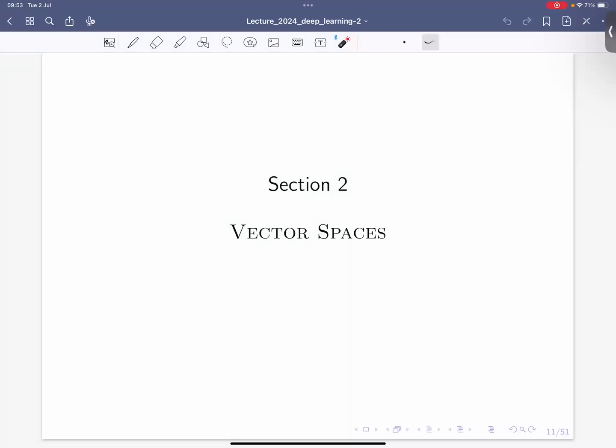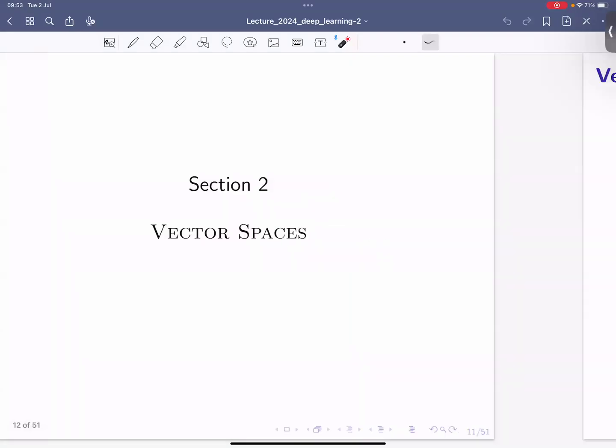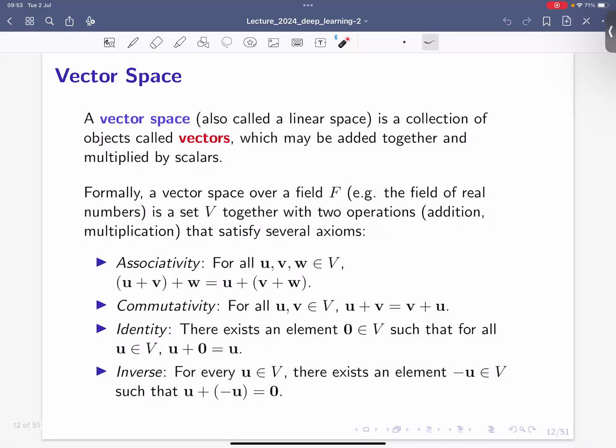Let's talk about the concept of a vector space. A vector space is a collection of objects, which we call vectors, and these vectors can be added together or they can be multiplied by scalars. So formally, we define a vector space over a so-called field, which I denote here by F. If you don't know what a field is, you can just think of the set of real numbers.